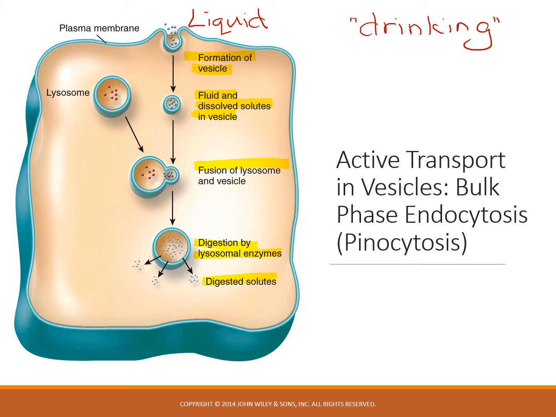So the three types that we have are receptor-mediated endocytosis, the intake of a variety of substances by receptors on the outside surface of the cell. We have phagocytosis, which is the cell engulfing large solid particles. Usually only phagocytes can perform this action. And then the third type is pinocytosis, otherwise known as cell drinking.